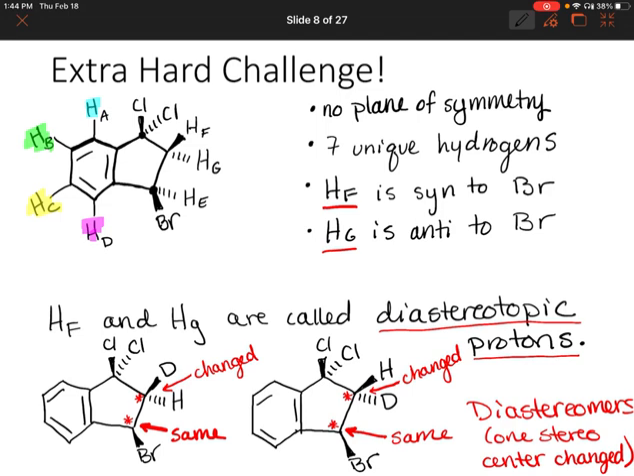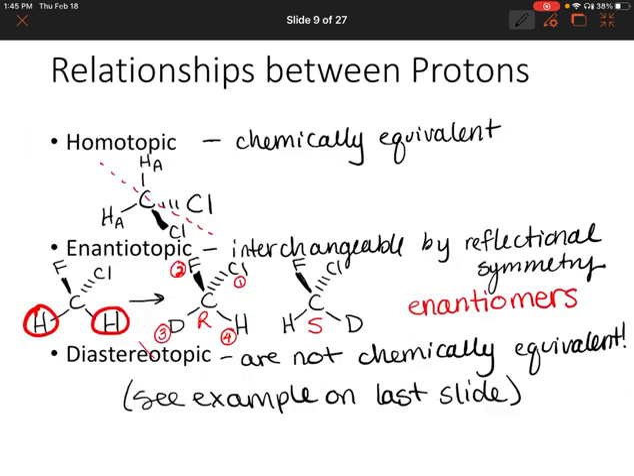But you can always do that replacement test to double check. You can replace one of the hydrogens with deuterium and then flip them. See if you end up with enantiomers, diastereomers, or maybe they're the same. Then you can call them homotopic if they're the same, enantiotopic if they're enantiomers and interchangeable by symmetry, or diastereotopic if they're not chemically equivalent at all.